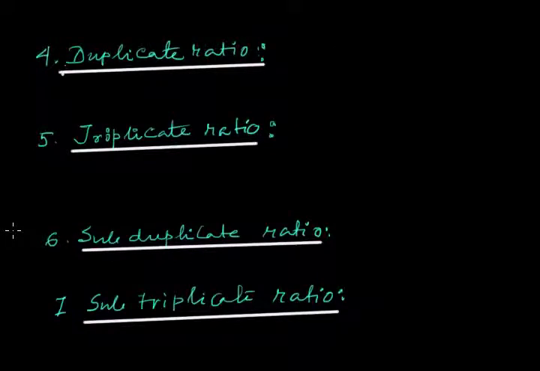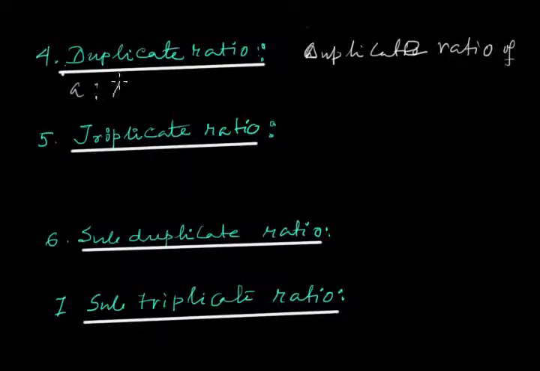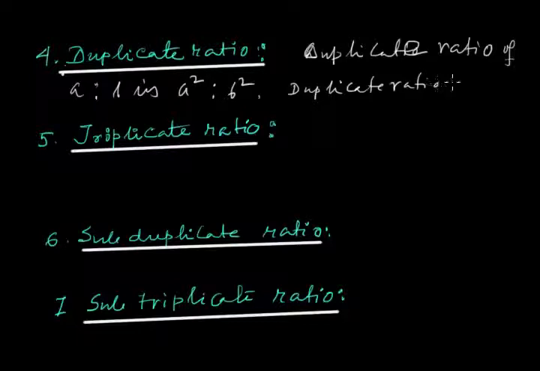Now another ratio is called duplicate ratio. What is duplicate ratio? The multiplication of two equal ratios is called duplicate ratio. For example, the duplicate ratio of A is to B is A square is to B square. For example, duplicate ratio of 2 is to 3 is 2 square is to 3 square. That is 4 is to 9.